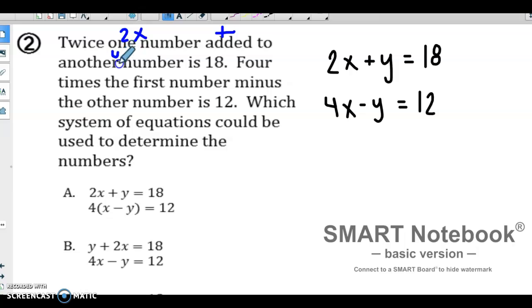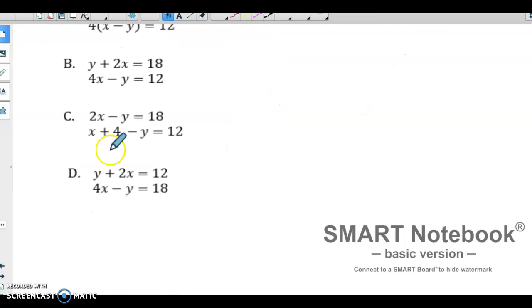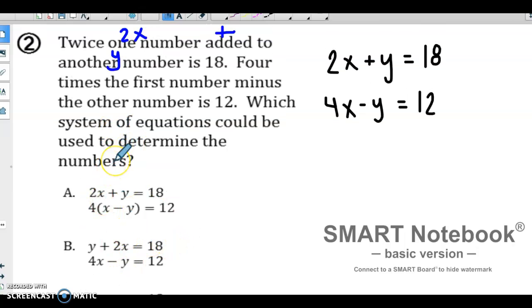So I'm just going to call that other number y, because if you look down at your answers here, it looks like they used x's and y's. So we probably want to keep our variables consistent. Is, so that means we have an equal sign, 18. So just by reading and analyzing that first sentence, we've written the first equation in our system. 2x, so twice one number, plus y, another number, equals 18.